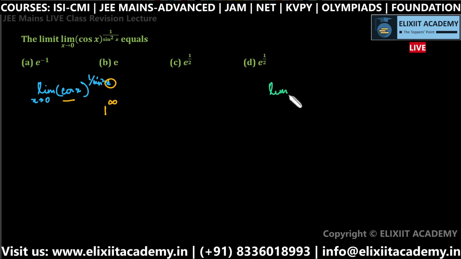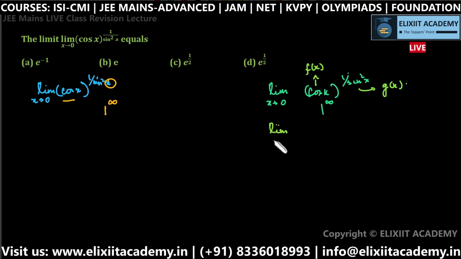So we have limit x tends to 0, cos x whole to the power 1 upon sine square x. Understand this carefully. This is 1 to the power infinity form. So cos x tends to 1, and 1 upon sine square x tends to infinity when x tends to 0. First identify what is f(x) and g(x). This is your f(x), and this is your g(x), f(x) to the power g(x). In that case, what was the condition?